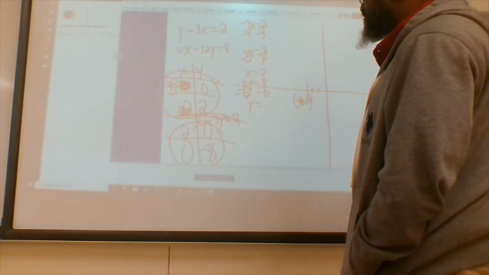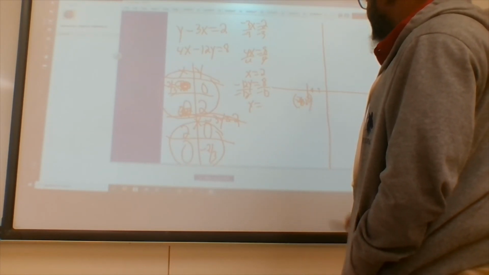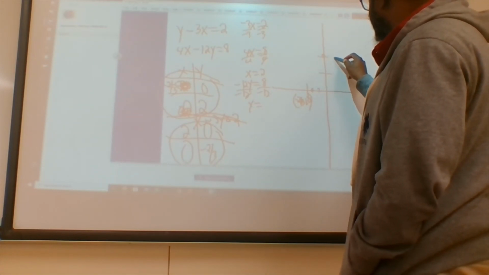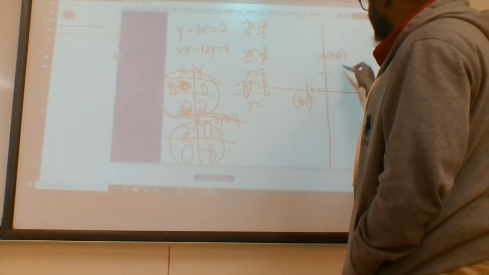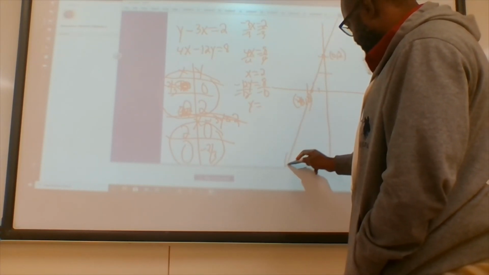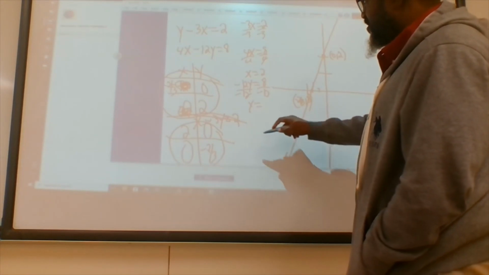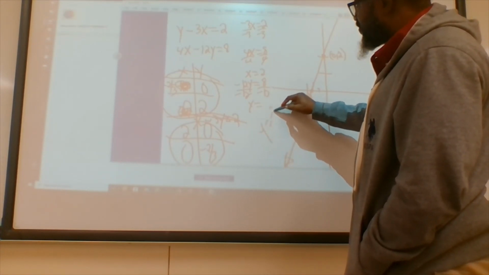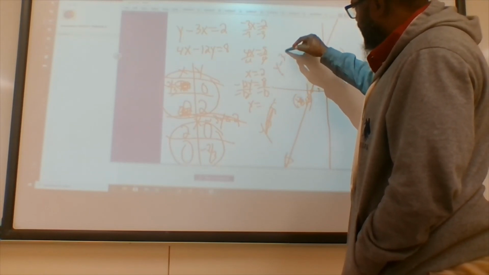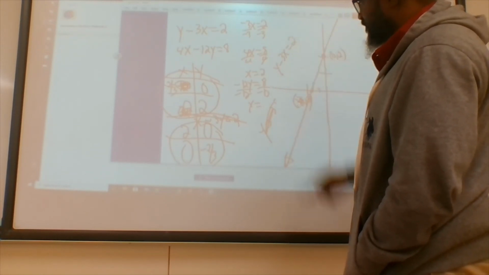The other one is 0, 2, go 2 units up. 0, 2. Then you connect this with that. That is your line, for y equals negative 3x. y minus 3x is equal to 2.